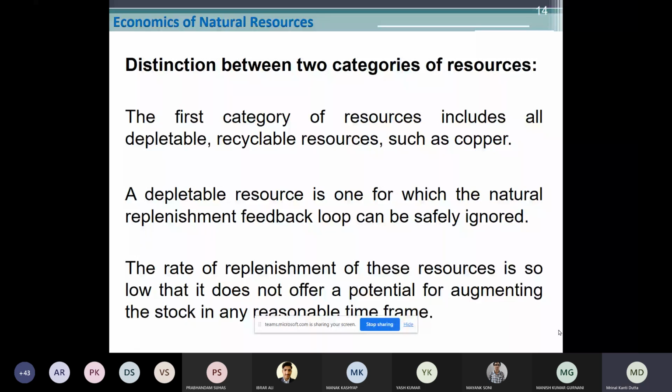You know about the life span of human, one generation, two generations, or three generations. Within these two or three generations, it's not possible to have any addition to the stock of depletable resources or non-renewable resources. So that's why it is not so important, not so meaningful for humankind.